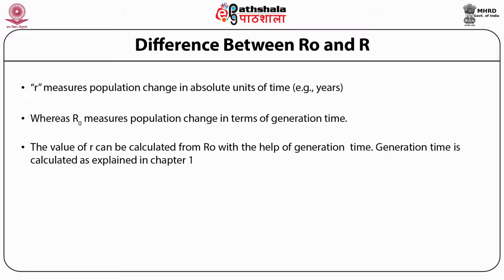The generation time is calculated from this formula. T or G is given as sigma Bx into Lx into x divided by R0, and R is equal to log e R0 upon G. In this equation, Bx is the birth rate at the age x, Lx is the proportion of individuals at the age x, and x is the age class.